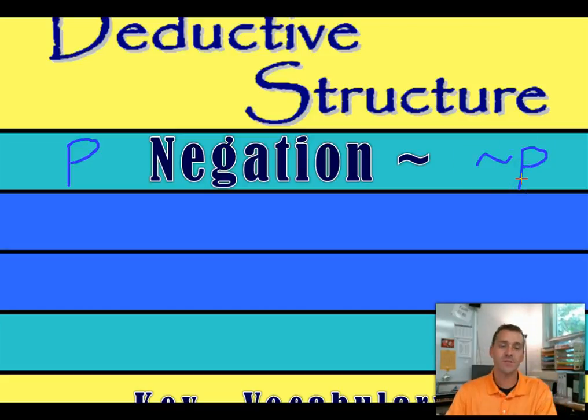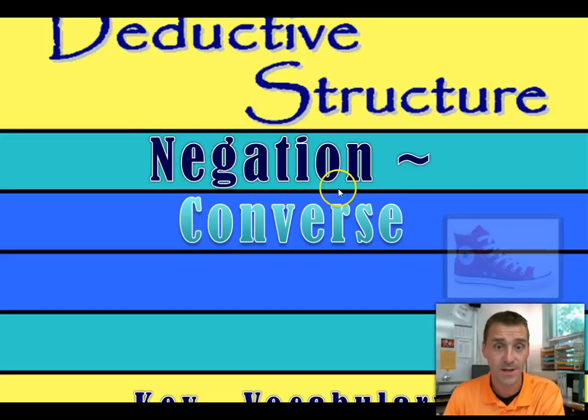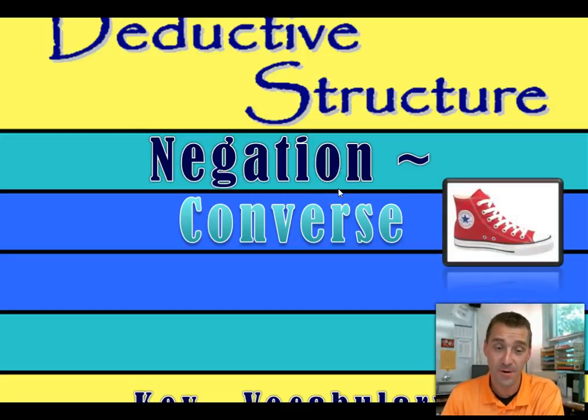Okay, so what comes next? Well, what comes next is this. You got negation. The next thing that you'd have is something called converse. So you can write that in your foldable flap right there. And here's the thing. The first thing that I want you to think about with converse is, well, what comes to mind? For me, converse is this. It's a shoe. Very true.